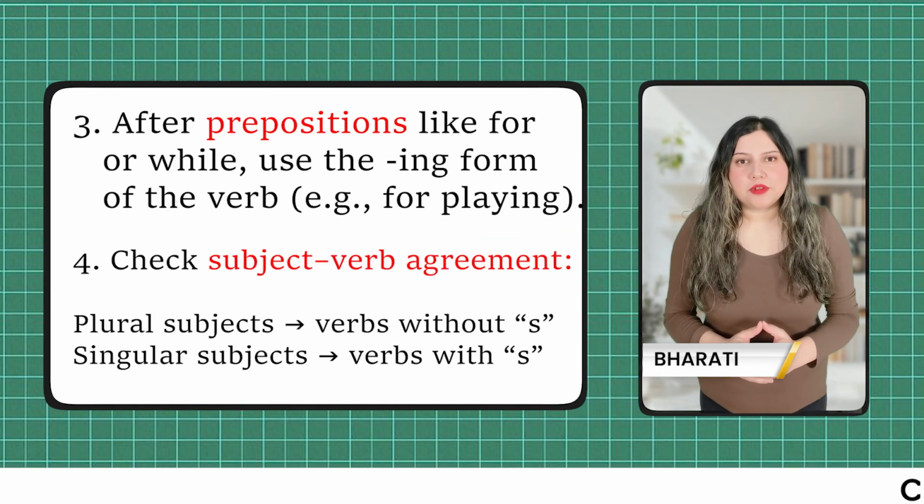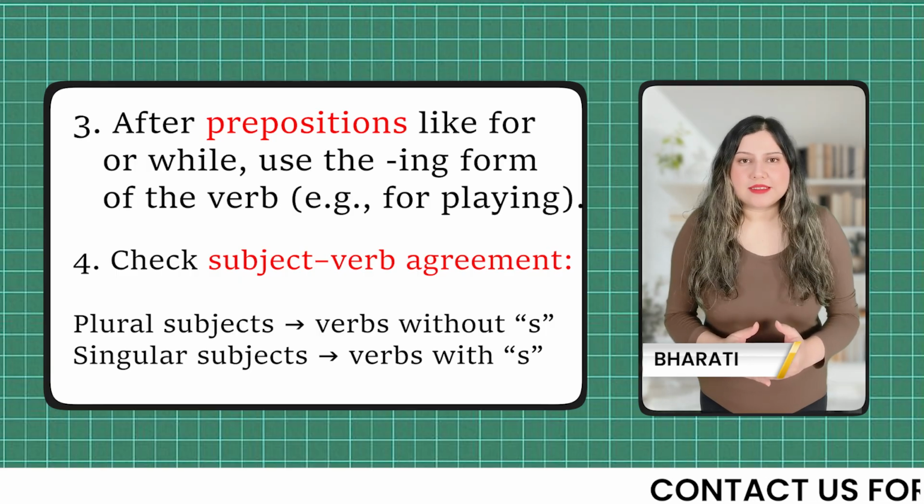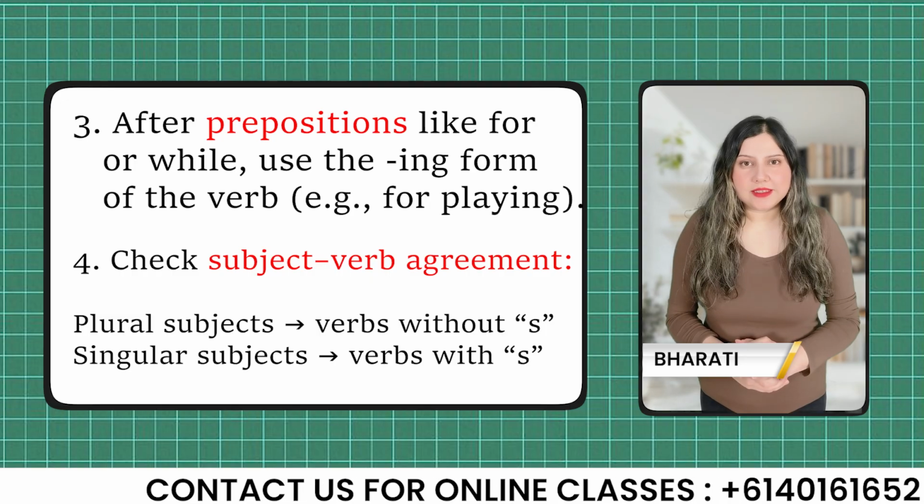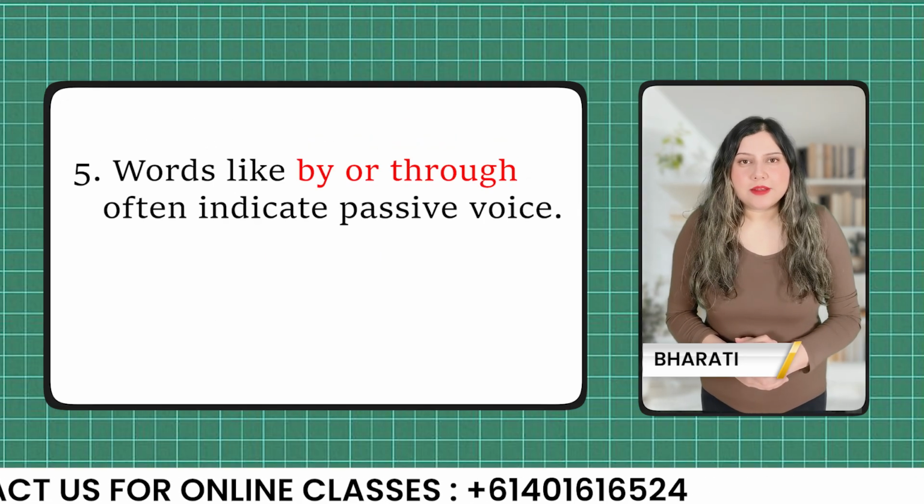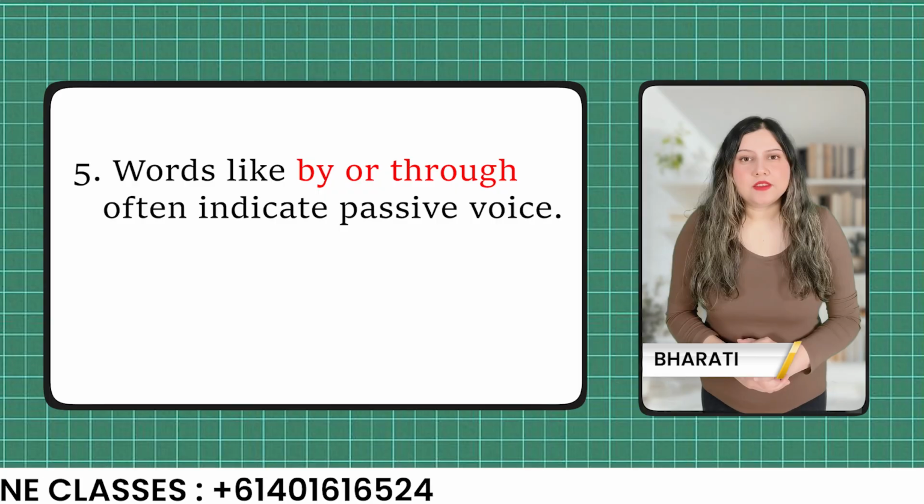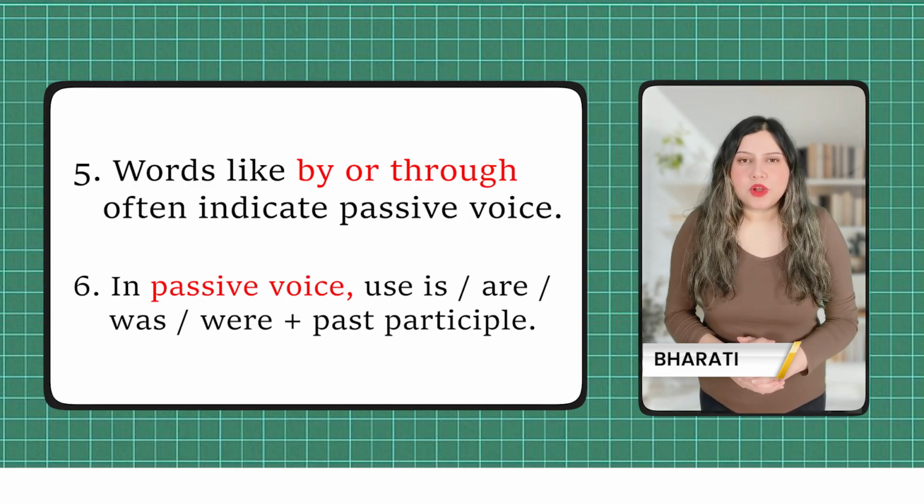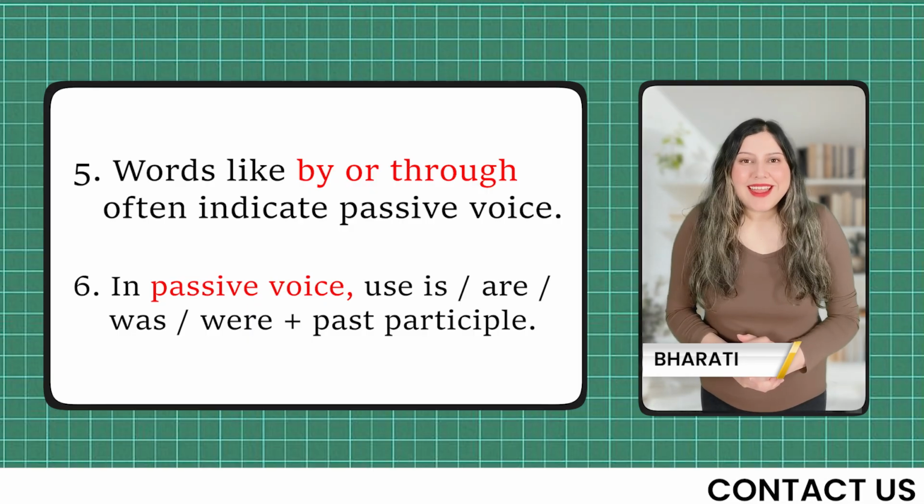Watch your subject-verb agreement too. Plural subjects need verbs without an S, while singular subjects take verbs with an S. And if you see words like by or through, that's a hint you're dealing with a passive voice, so use is, are, was or were plus the past participle.